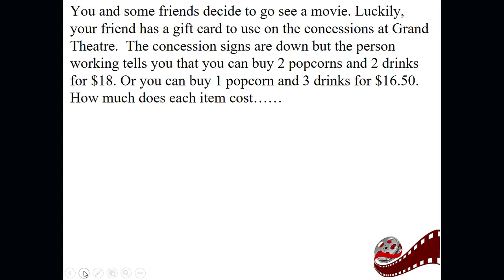So basically we have this situation where we need to define what it is that we're looking for so we even know what variables we're going to use here. So sometimes when I attack story problems like this, you'll see me do a few strategies. They're reading strategies really, but they help you solve a story problem. So in this story problem, I'm going to underline all the numbers. 2, 2, 18, 1, 3, 16.50. All of these numbers are going to be important to us mathematically. I also am going to take the time to circle the question here.